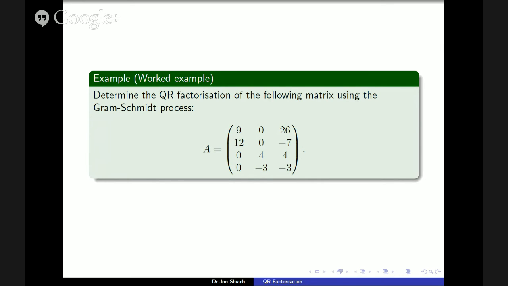Okay, 26, 3/5 times 10, that's going to be 6, so it's 26 minus 6 is 20. Okay, minus 7 minus, well, 10 times 4/5 is going to be 8, so minus 7 minus 8 is minus 15. 4 minus 4 is 0, minus 3 minus minus 3 is 0. So that's our U3.